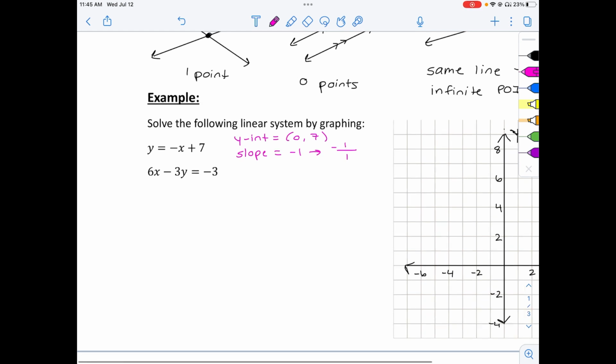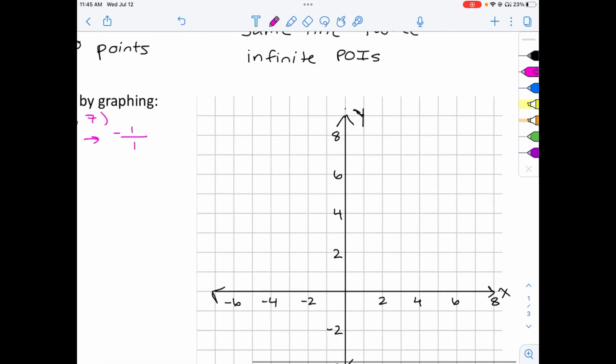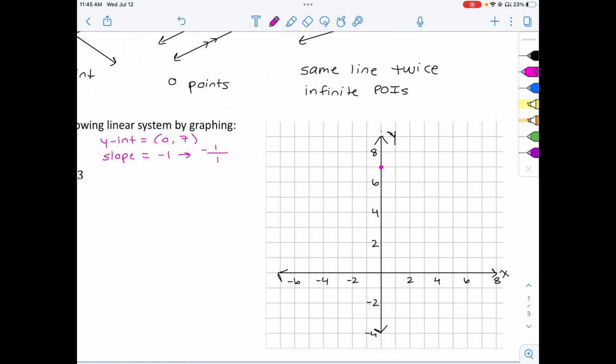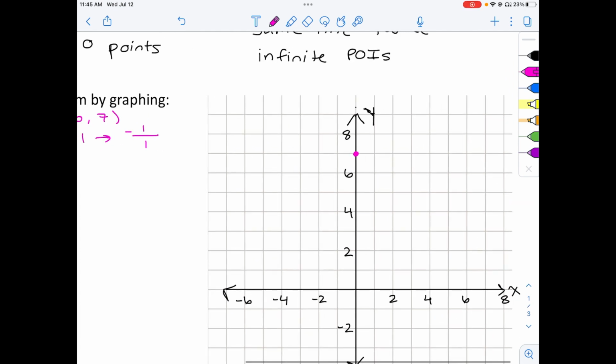So the first thing we're going to do is plot that y-intercept, which is at 0, 7, so right here. And then we're using the slope, negative 1 over 1, to get a few more points. So again, we know that negative 1, that's a negative slope, so the line's going to be decreasing towards the right. We're going down 1, right 1. Okay, so we could put another point here, then here, and we could keep doing that to do as many points as we need. And that would give us a line that goes like this. I'm just going to connect them.